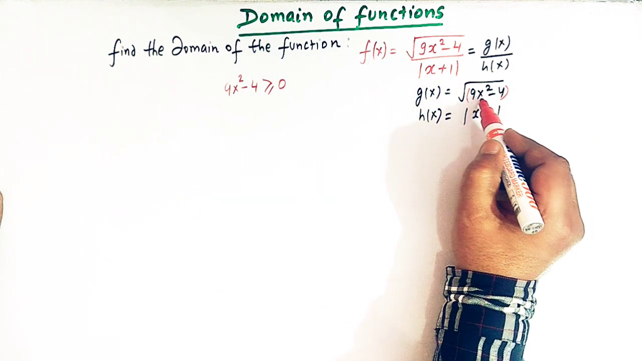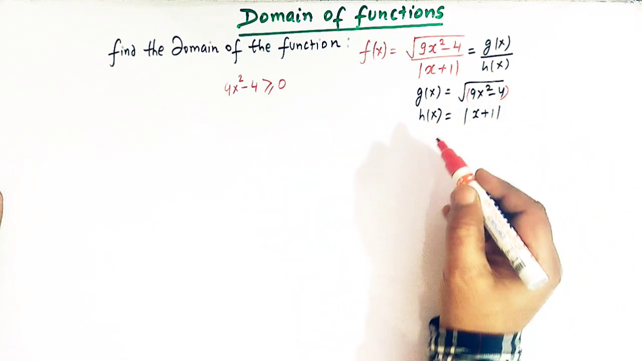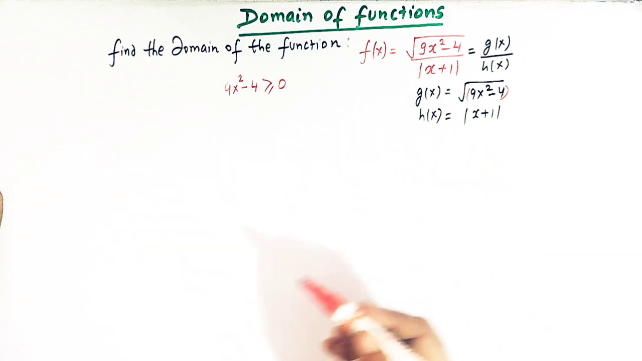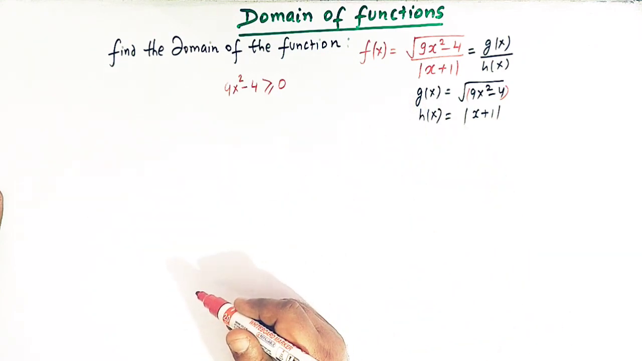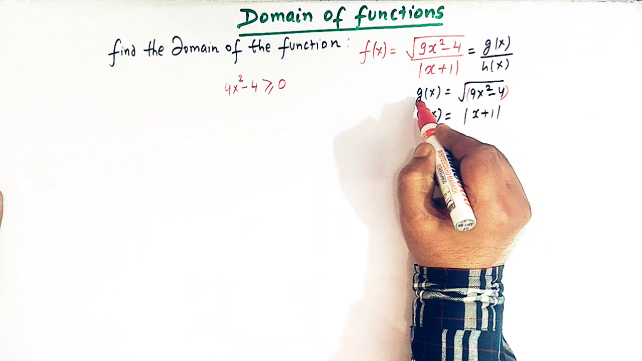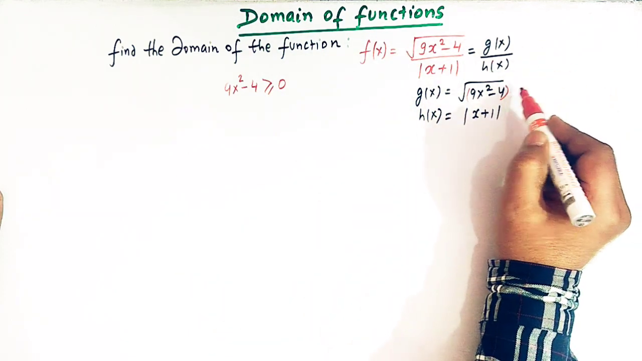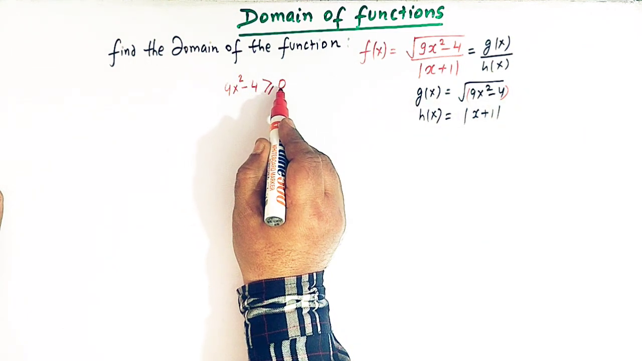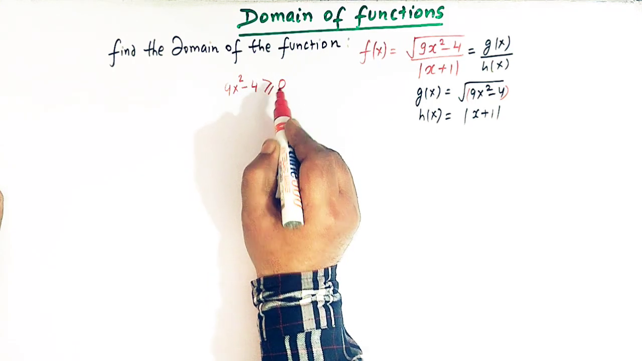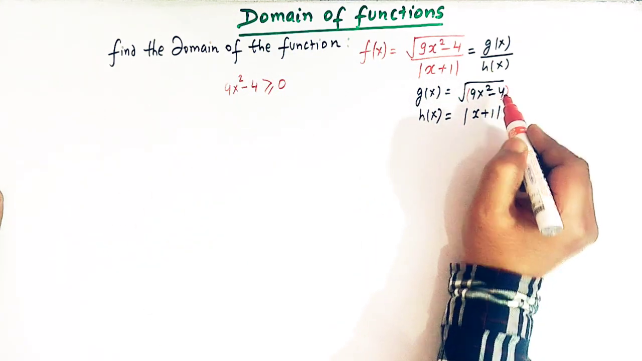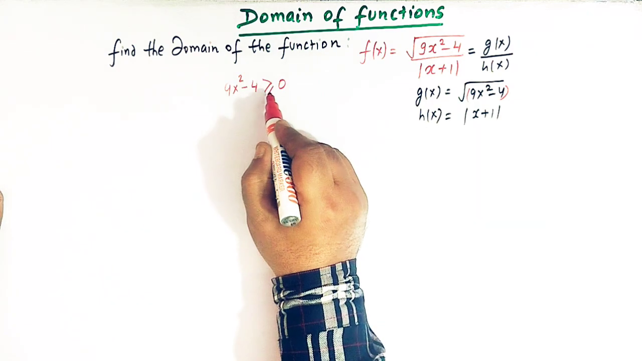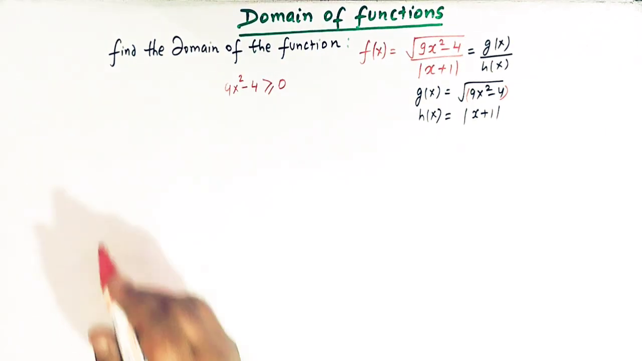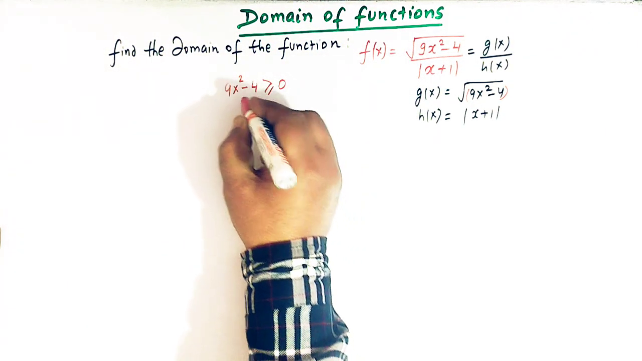So if 9x square minus 4 becomes negative for some values of x, then g of x cannot be defined in the set of real numbers, right? So for g of x to be defined in the set of real numbers, 9x square minus 4 must be greater than or equal to 0, which implies that 9x square minus 4 should be positive, or it may be equal to 0. So now let us solve this inequality.